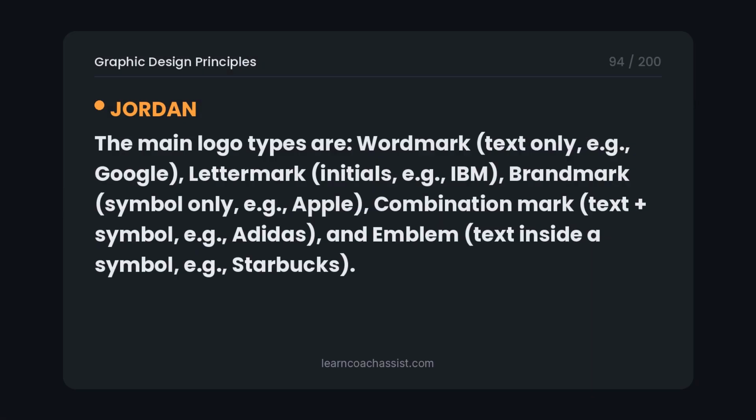What are the main types of logos? The main logo types are wordmark, text only, e.g., Google; lettermark, initials, e.g., IBM; brandmark, symbol only, e.g., Apple; combination mark, text plus symbol, e.g., Adidas; and emblem, text inside a symbol, e.g., Starbucks.